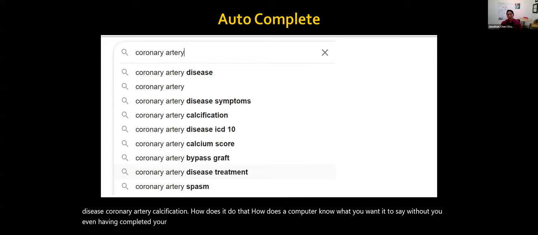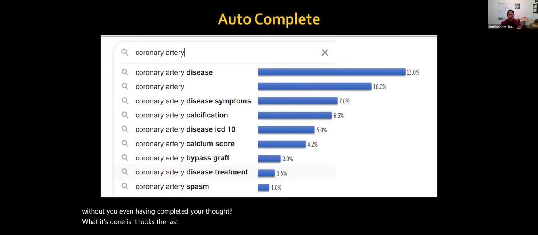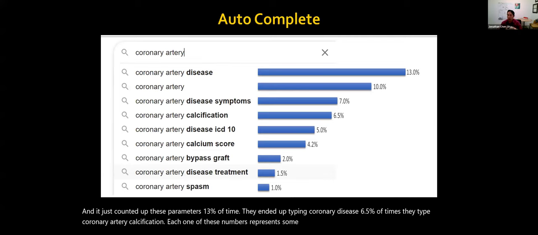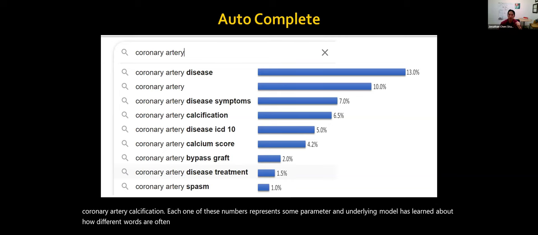What it's done is it looks at the last thousands, maybe millions of times somebody searched for coronary artery something, and it just counted up these parameters. 13% of the time, they ended up typing coronary artery disease, 6.5% of the times, they typed coronary artery calcification. Each one of these numbers represents some parameter. An underlying model has learned about how different words are often associated with each other.